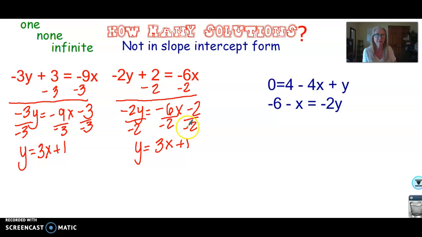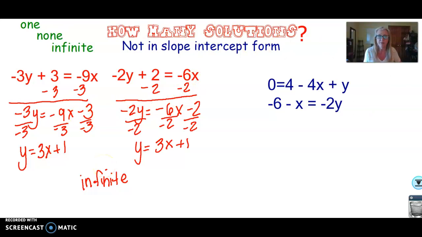Deja vu. Where have I heard that before? Oh, wait. The first equation is also y equals 3x plus 1. So this system has infinite solutions because those two lines are the same line, right?